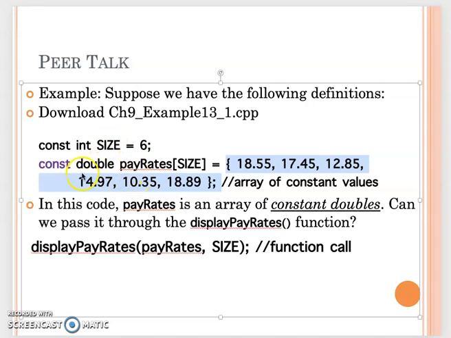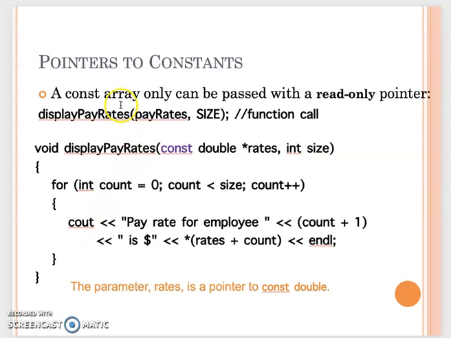So then if you have a constant array, you want to pass in this constant array through the function. Can I write a function like this? Right, this one is the function call. I just want to pass in the pay rate from the array through the function. But how should we implement the display pay rate function prototype? You will see here, a constant array can only be passed with a read-only pointer. So you need to be careful.